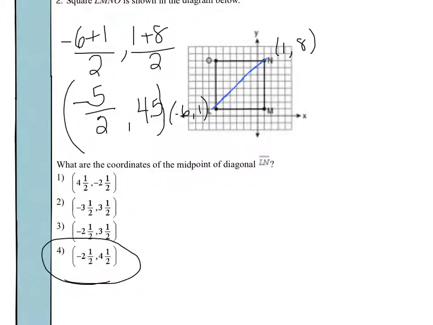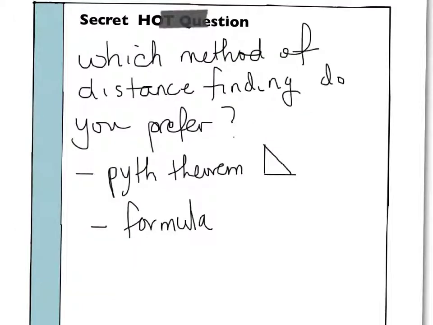Okay, so let's look at the secret hot question. The secret hot question for tonight is, which method of distance finding do you prefer? Do you prefer, when we're distance finding, to make triangles? Do you find that easier? Or do you like to use the distance formula?